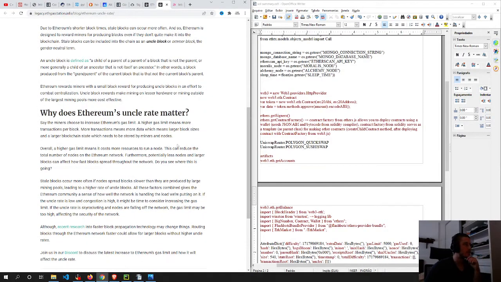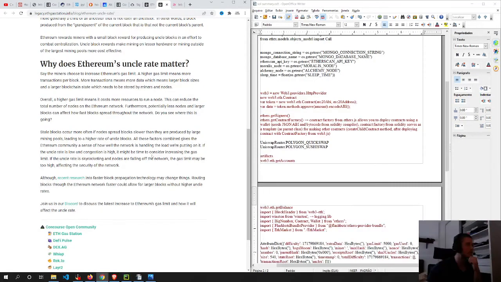Ethereum rewards miners with a small block reward for producing uncle blocks in an effort to combat centralization. Uncle block rewards might make mining on lesser hardware or mining outside of the largest mining pools more cost effective.